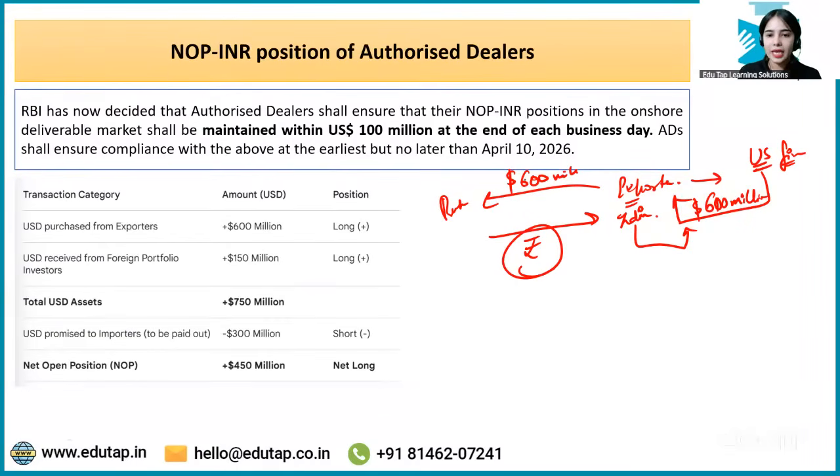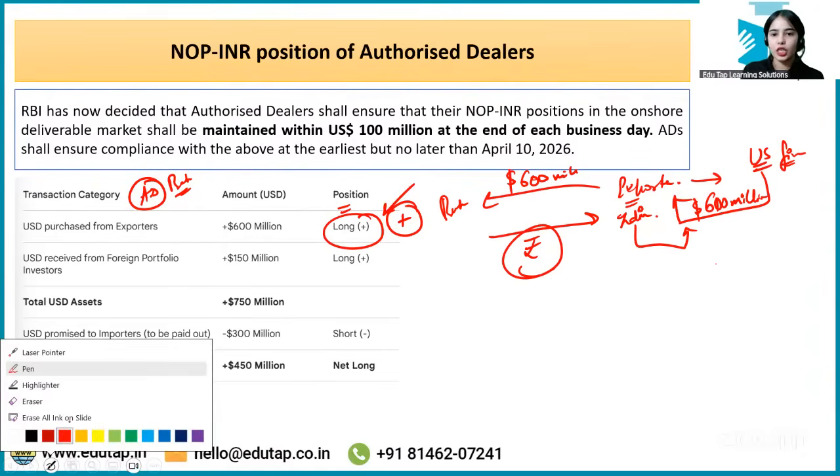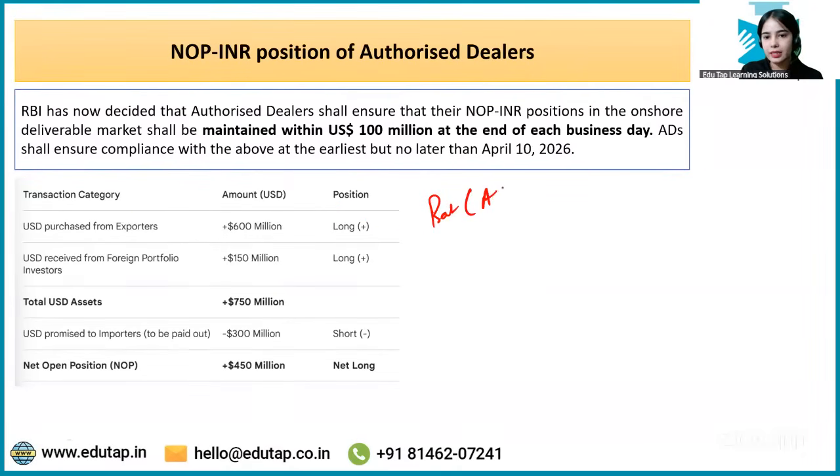So what has happened is that long position basically means that the authorized dealer, the bank, has got the foreign currency. That is the long position. They are buying the dollars. They are buying the foreign currency. So the bank, that was the authorized dealer, authorized to buy or sell the foreign currency. The exporter has sold the dollars and the authorized dealer has bought the dollars. So they have got $600 million.